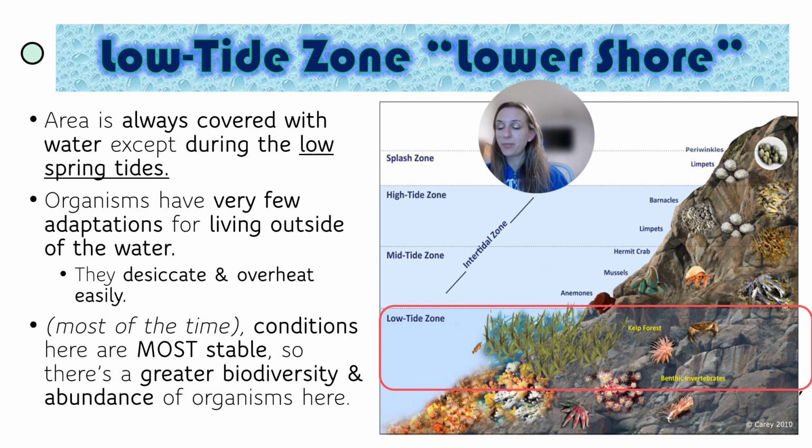The conditions here are most stable. So there is a greater biodiversity and a greater abundance of organisms. You have a lot of different species, hence the biodiversity, and you do have an abundance of them. So there are large numbers of them.